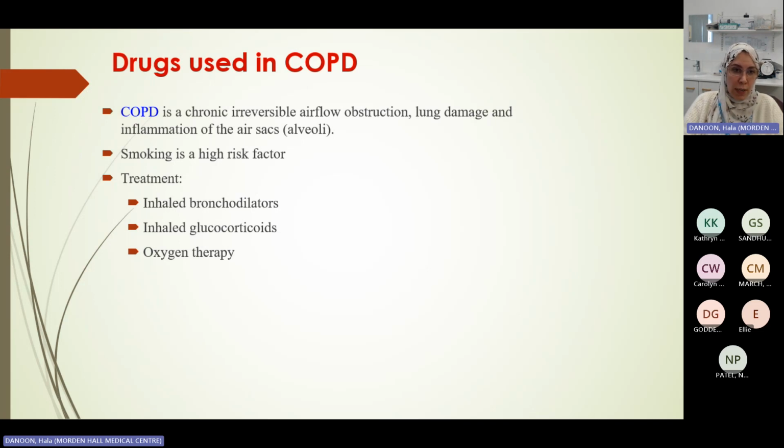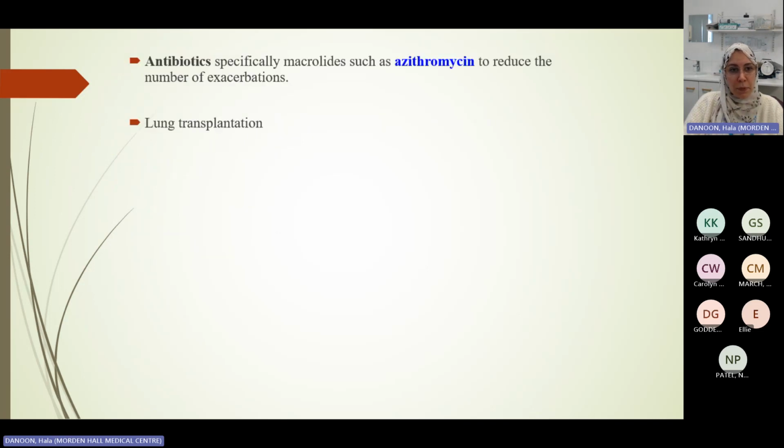The way we treat COPD is mainly through non-pharmacological means, where we tell them to stop smoking. If it's an occupational hazard, then we try to tell them to change their occupation as well. Pharmacological treatment is inhaled bronchodilators, inhaled glucocorticoids, and oxygen therapy. Antibiotics also have a place because of the increased secretion of mucus in the lungs.